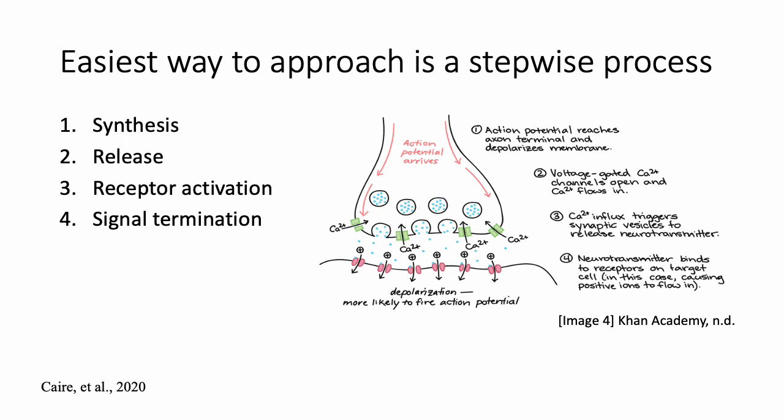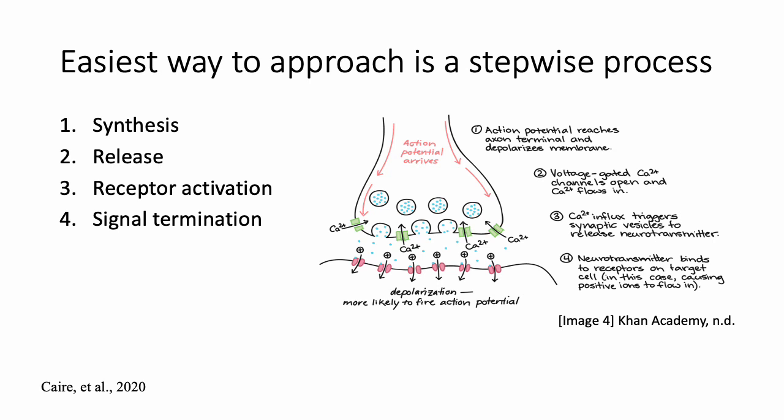The easiest way to take this on is by looking at it in steps. We have synthesis, which happens in the cell body. The neurotransmitter is synthesized and transported down the microtubules of the axon to the presynaptic terminal, or it can be directly synthesized in the presynaptic terminal from recycled neurotransmitters, which are then stored in presynaptic vesicles until they're released.